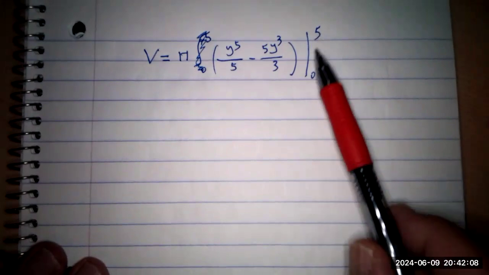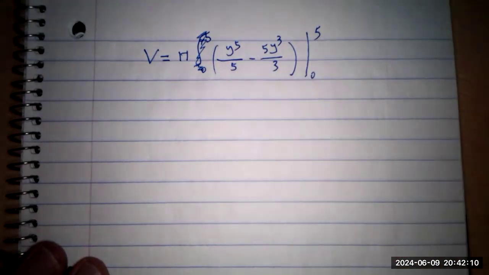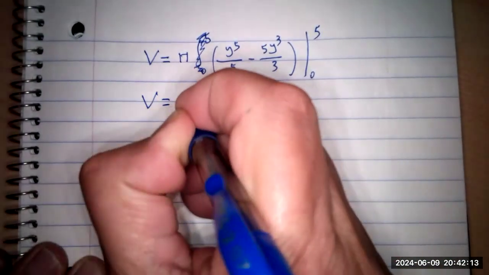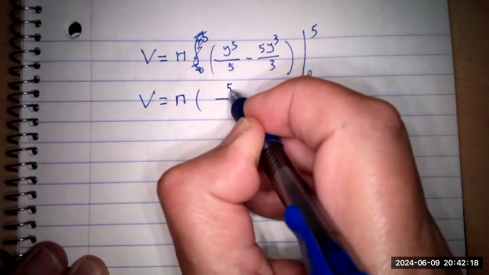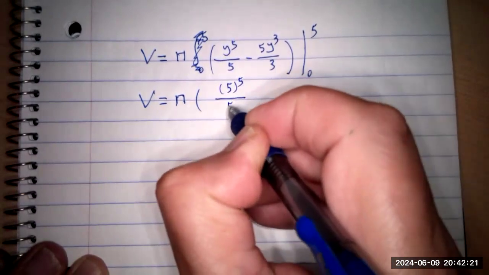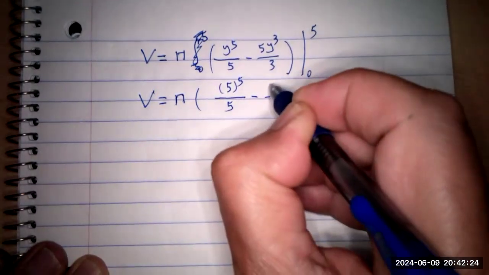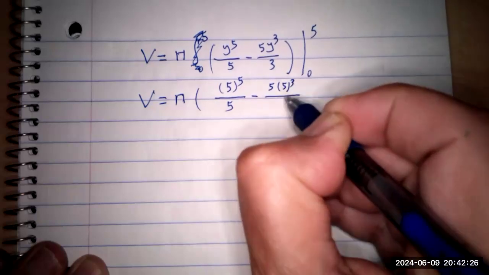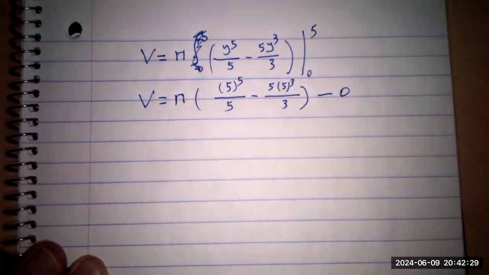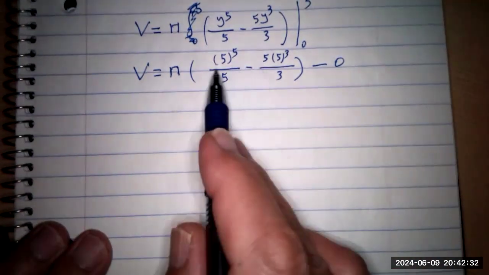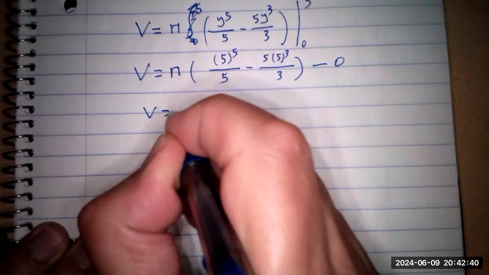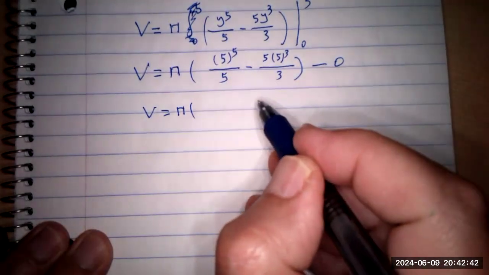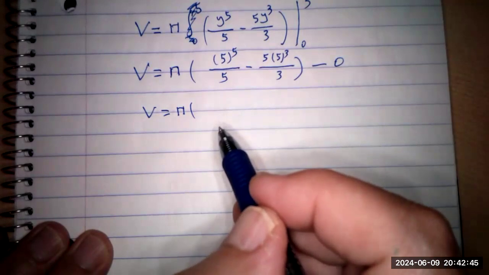If you put the 0, we get nothing, but we have to put in the 5 and simplify. So V is equal to pi times 5 to the fifth over 5, minus 25 times 5 cubed over 3, minus 0. Then you can use your calculator to simplify these numbers. If you don't want to use a calculator, you can do algebra. You can use a calculator if you like, but this is the way I am going to do it.